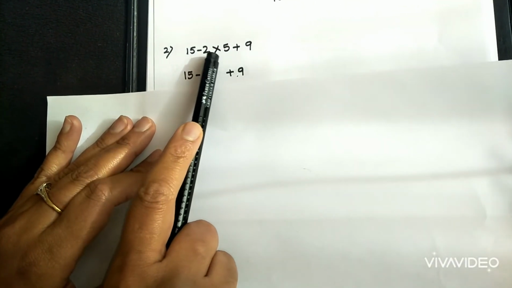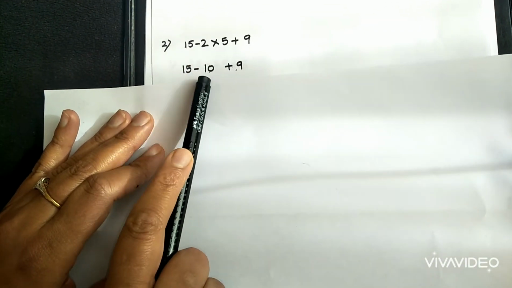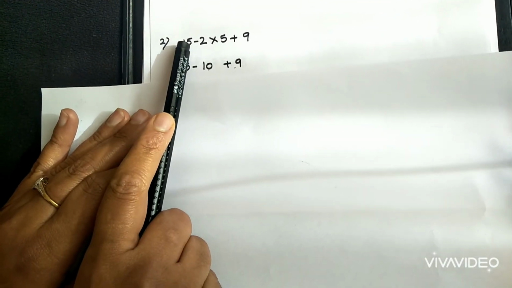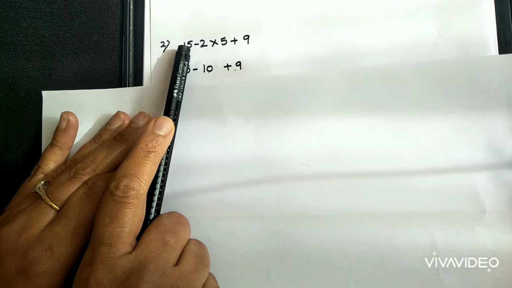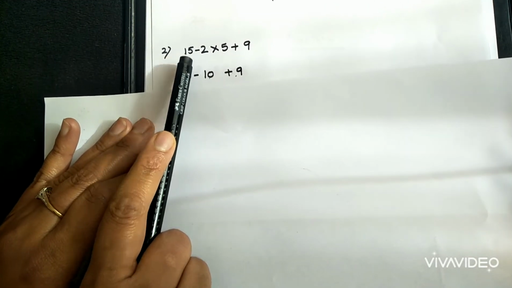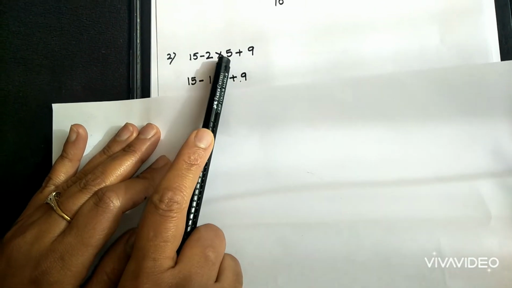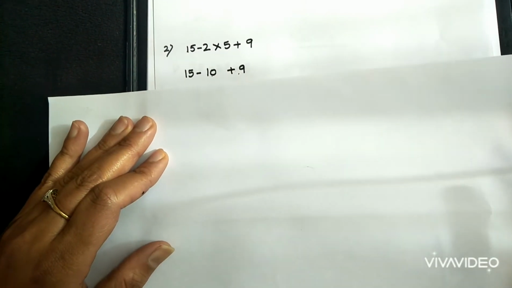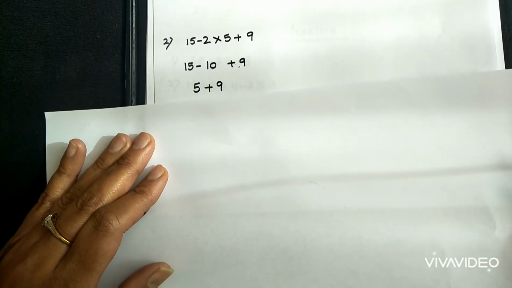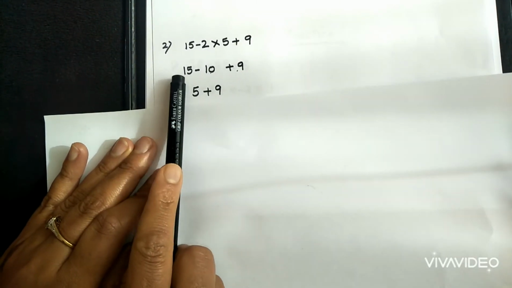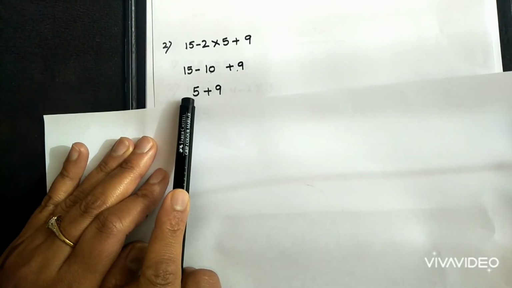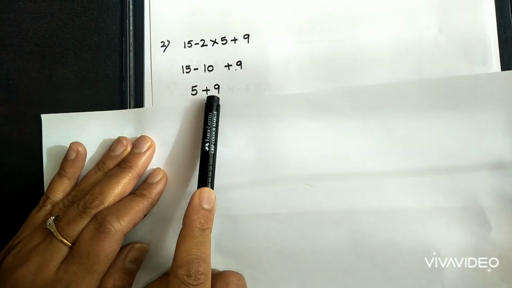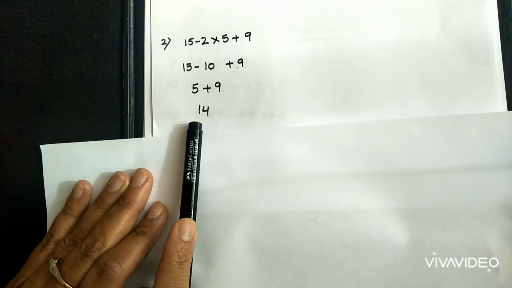Then I first multiply 5 and 2, that gives 10. I don't change any sign. Whatever it is, just put it as it is. So 5 times 2 is 10, and plus 9. In the next step, 15 minus 10 gives me 5. Then I will add 9 to that. That gives me the final answer, 14.